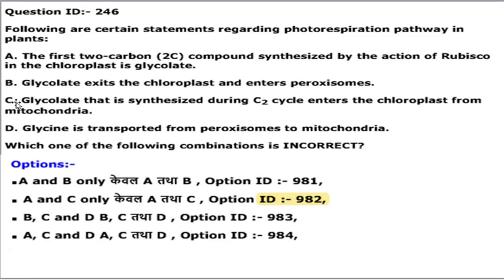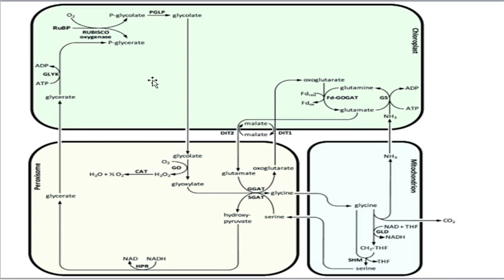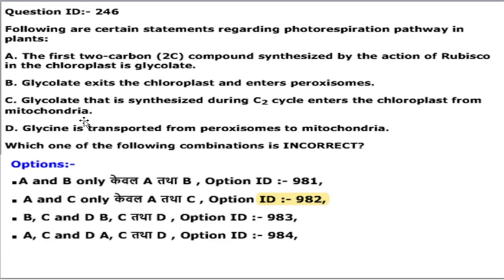Next, glycolate that is synthesized during the C2 cycle enters the chloroplast from the mitochondria. Okay, so you can see that glycolate synthesized in the chloroplast doesn't make its way to the mitochondria. It makes its way to the peroxisome. In the peroxisome, glycolate will be converted into glyoxylate, and glyoxylate will be converted into glycine, and glycine will enter the mitochondria. So option C is also incorrect.